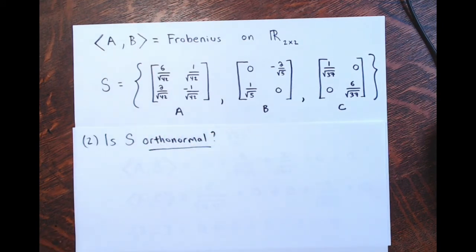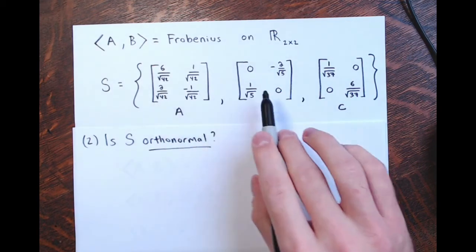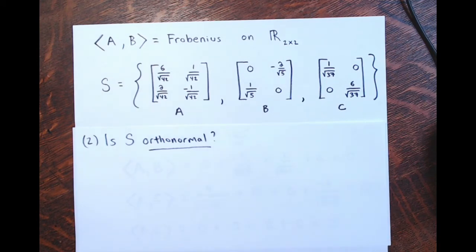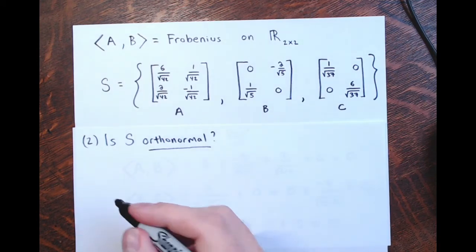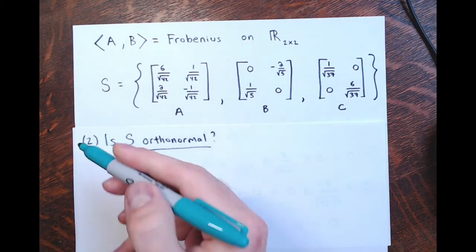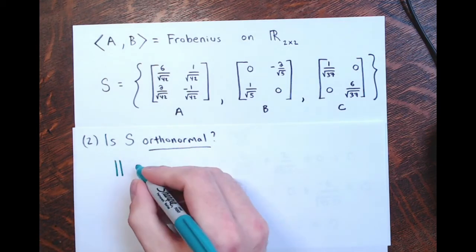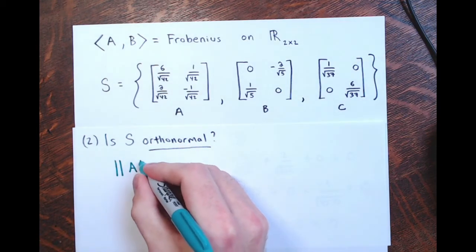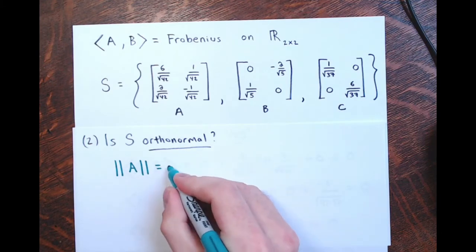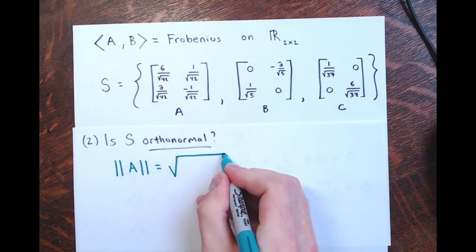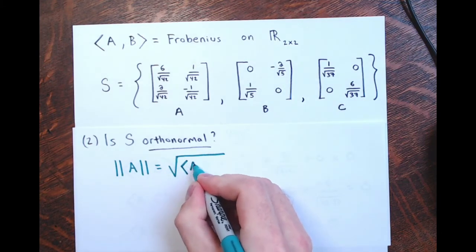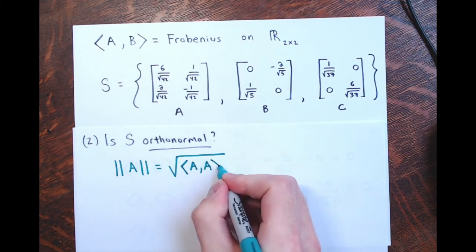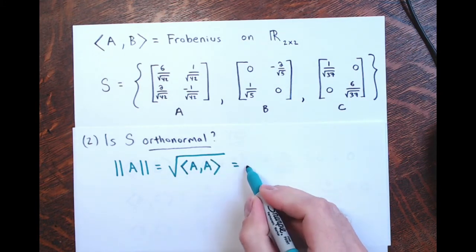So again, to be orthonormal, you have to be an orthogonal set, which we just showed, and every vector, right, so all 3 of them, have to be unit vectors. So let's look at the norms of each of these. So the norm of A. Remember the definition of norm here, we're doing the square root of the inner product of A with itself.